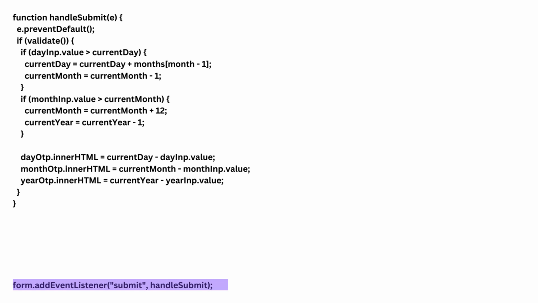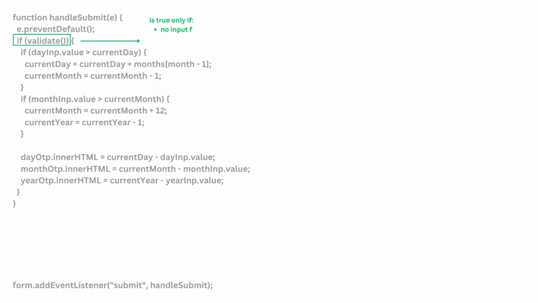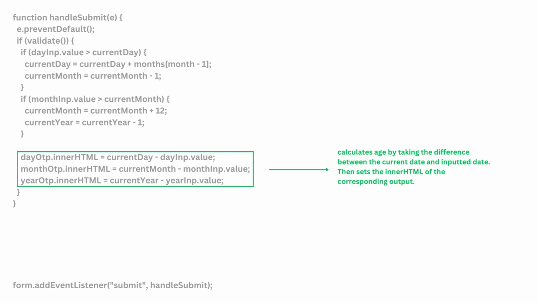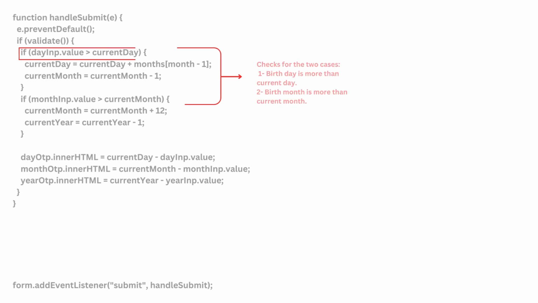The second function, which handles the submit, will proceed after checking that the validate function returns true and input fields have no errors. This function calculates age how we usually do it, by taking the difference between our birth date and the current date. However, it checks for 2 irregular cases where birthday is more than current day or where birth month is more than current month, and it adjusts our variables accordingly.